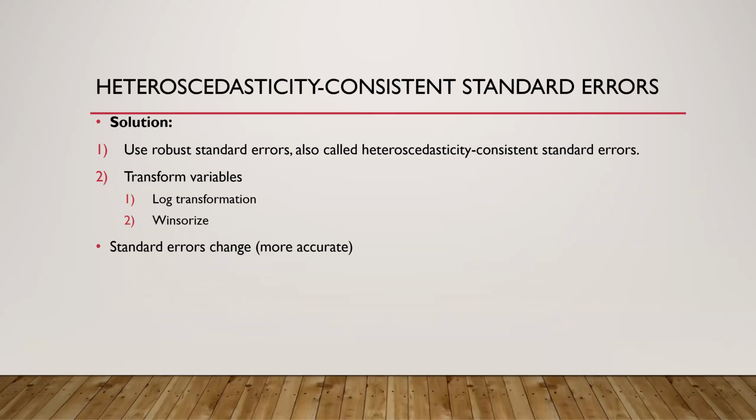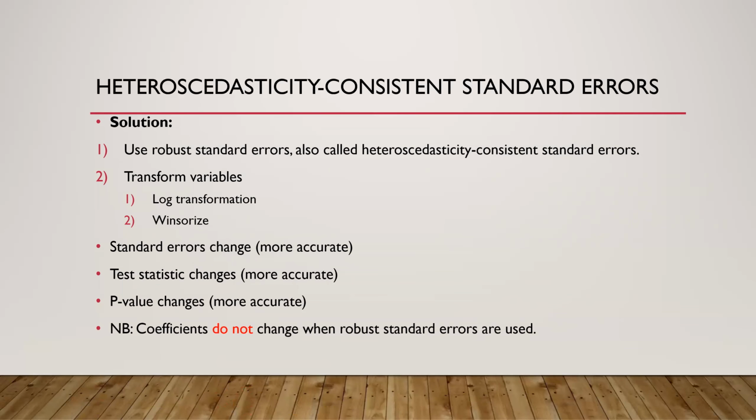Now, when we use the robust standard errors, we have more accurate standard errors. So standard errors will change from the original result. The t-statistic will also change and give a more accurate value, and the p-value will also change, which is more accurate. But the coefficient remains the same. Take note.